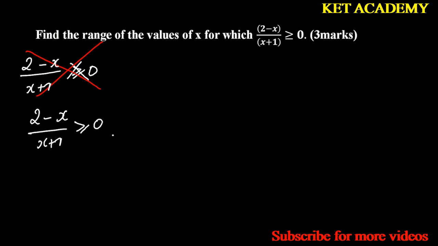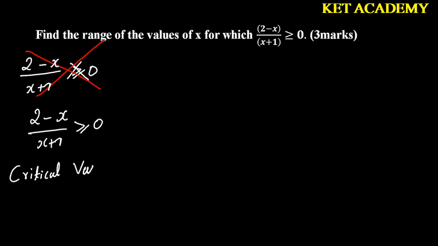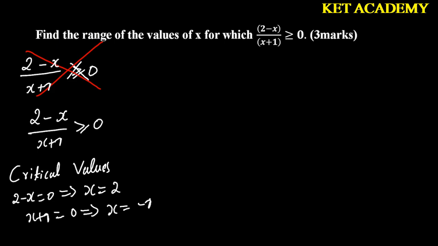The first thing you need to do when you have inequalities of this sort is to look for the critical values. We simply equate the numerator to 0 and the denominator to 0 to get the critical values. It means that we're going to take 2 minus x equal to 0, which implies that x will be 2, and x plus 1 equal to 0 implies that x will be equal to minus 1.